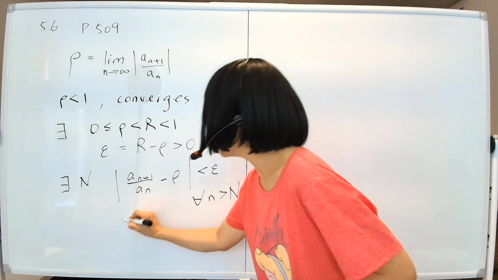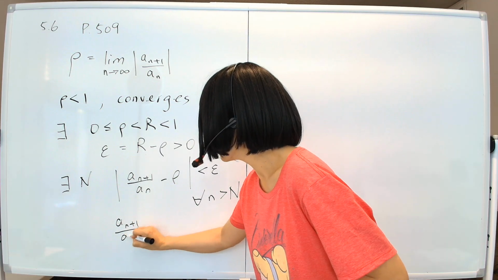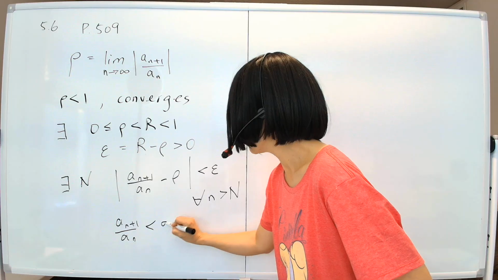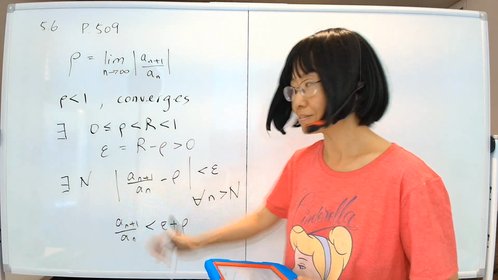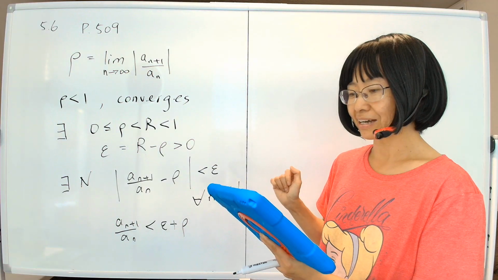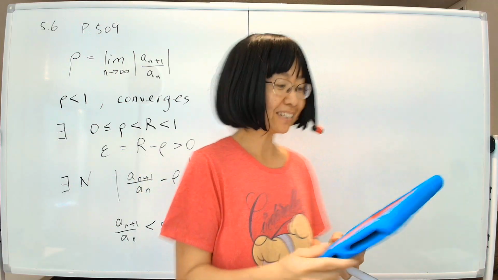Okay, then this thing a_n plus 1 over a_n is going to be less than epsilon plus rho, because all you have to do is get rid of the absolute value sign, which still works, right? And then put rho on the other side, and we got here. Now, next, here comes the magic, the magical point.